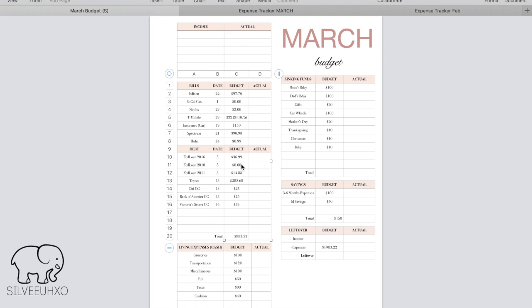Or this loan here, you'll see the student loan. I have budgeted $0, and that's because I don't have to make a payment for the month of March. I do have to make a payment towards this 2016 loan and this 2011 loan, but not for 2010. But we still put it in our budget, and we still put that the budgeted amount is 0, because at the time I created this budget, my plan is to not put any money toward this loan.